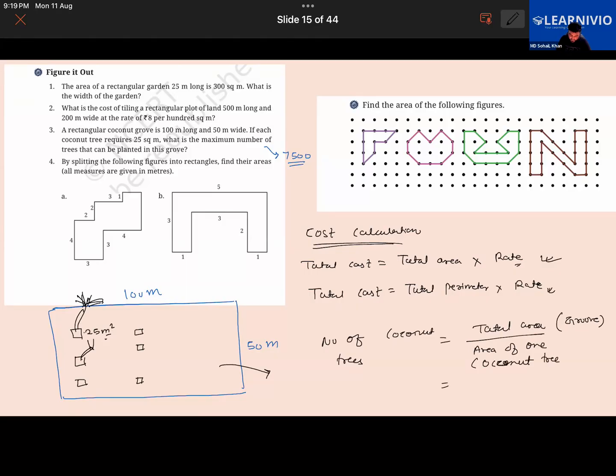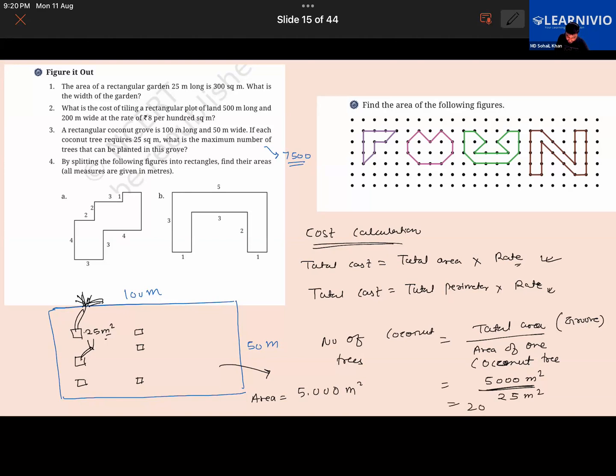So what will be the total area here? Length into breadth, and that is equal to 5,000. Well done. So that is 5,000 and the unit is square meter. Keep that in mind. So we are going to write it over here. And each coconut tree requires an area of 25 square meters. So we will write 25 here. You have to multiply. So the answer will be 200.